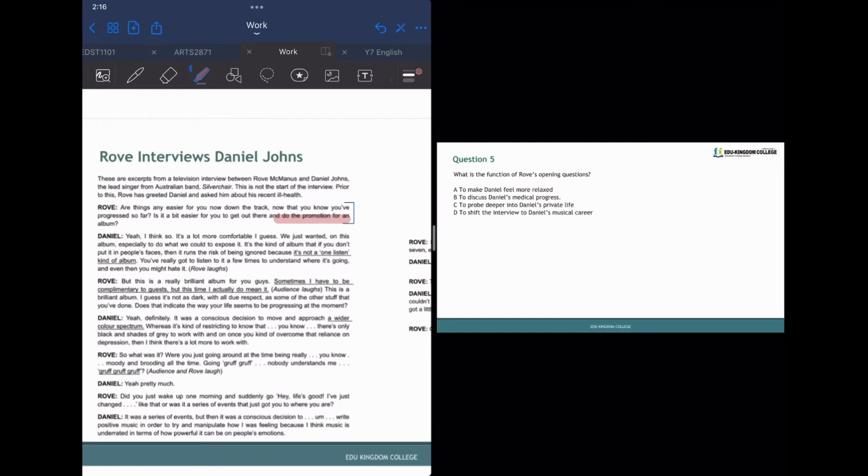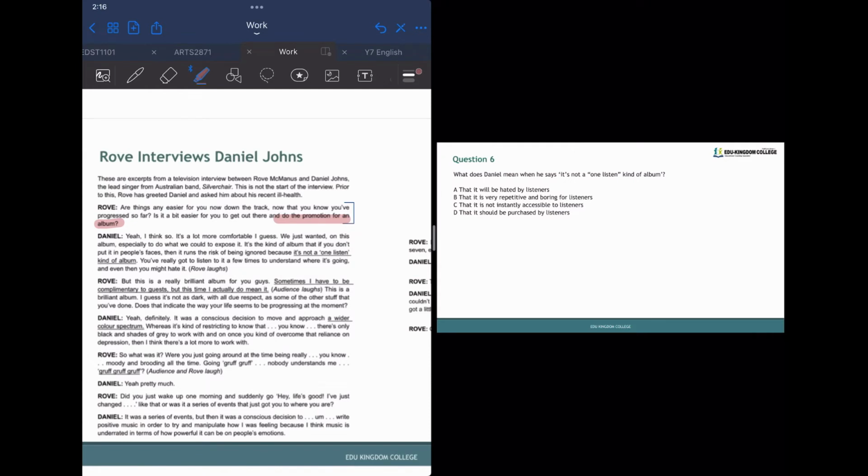Okay, so like an introduction where we introduce the main concepts of what we'll be talking about in our essay or in our piece, right? The introduction serves as a guideline as to what direction we want to go, the main ideas, the main concepts. And here, Rove is doing the exact same thing. It's in the beginning of the interview, after all. So in this case, Rove is steering the conversation towards the promotion of an album. And the only option in question 5 that answers that directly is option D.